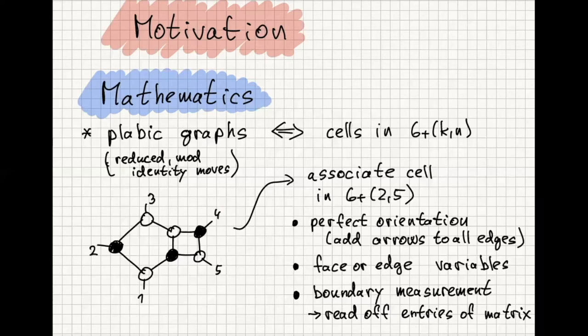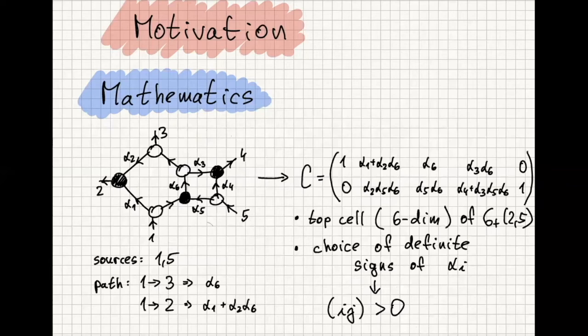The prescription is that we have to label the graph, and then we read off the entries of the matrix, in this case a 2 by 5 matrix, using variables of the graph. This is called a boundary measurement. There are 2 ways to associate variables: one way is with faces, these are called face variables, or with edges, these are called edge variables. Here I am doing it with the edge variables. You also have to add a so-called perfect orientation. You have to add arrows on all legs.